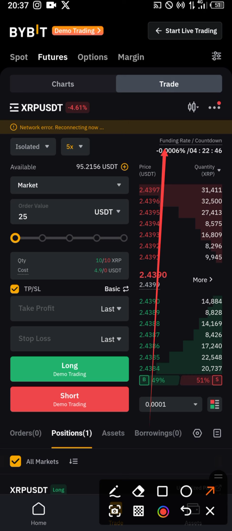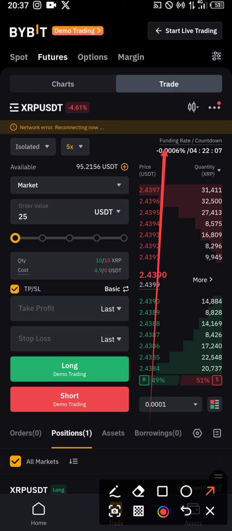Now, how is the funding rate calculated? It is based on two things. The first is the interest rate, right? A fixed percentage, usually small, reflecting the cost of holding the position overnight. Another one is the premium index. This shows whether the perpetual contract price is above or below the spot price. You understand? So if the contract price is higher than the spot price, funding rate is positive. Long pays short. If the contract price is lower than the spot price, funding rate is negative. Short pays long.